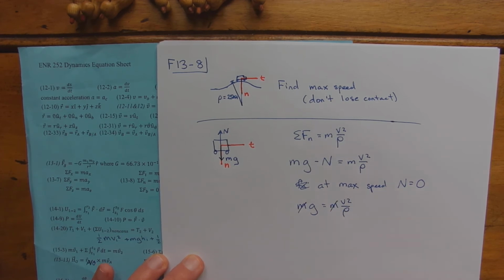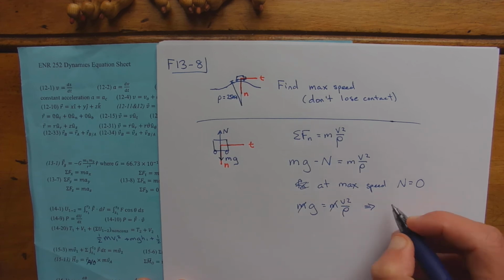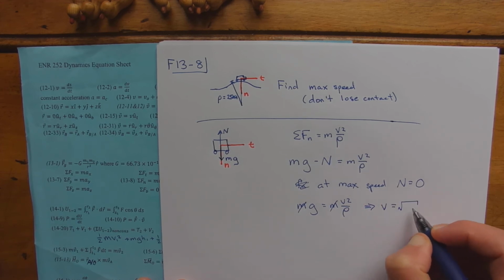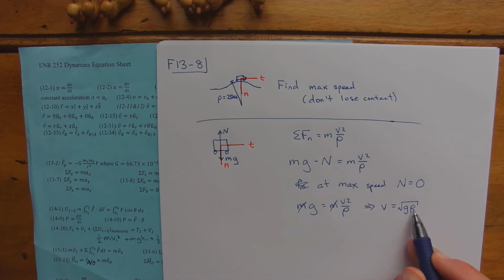The mass cancels out, which is good because they didn't give us a value for the mass, and we are looking for the maximum speed. If we multiply both sides by rho and then take the square root, we have v is equal to the square root of g times rho, a result you may remember from Physics 161. So if you're going as fast as you can, that speed is equal to the square root of g times the radius.